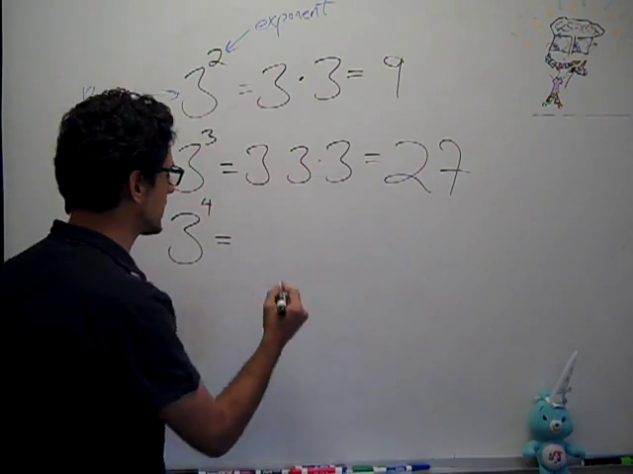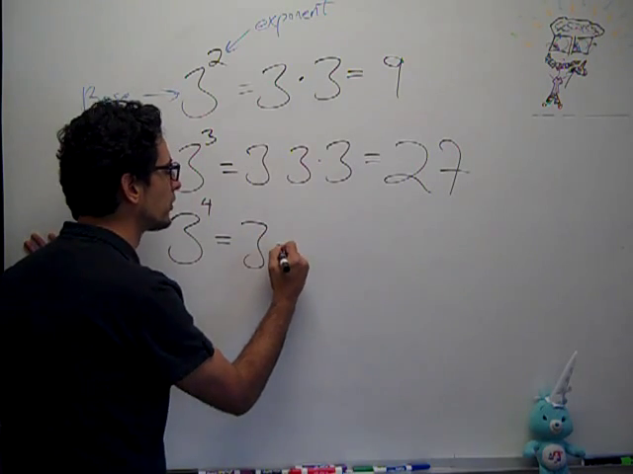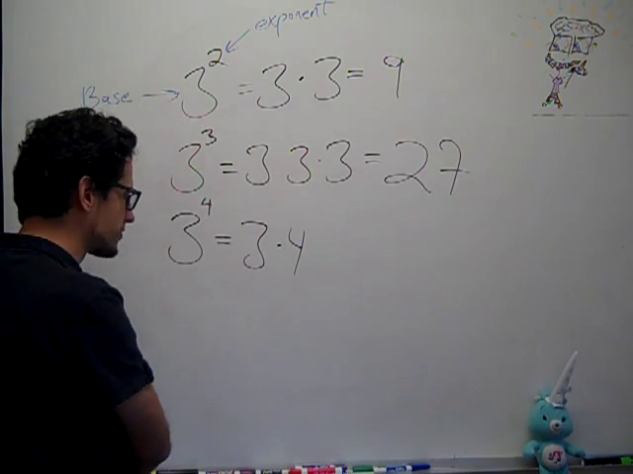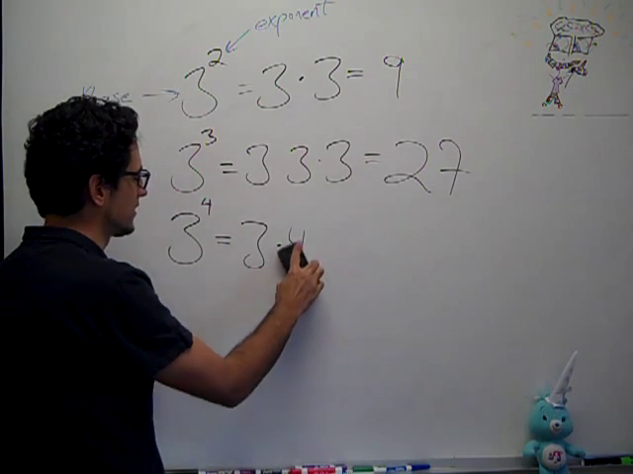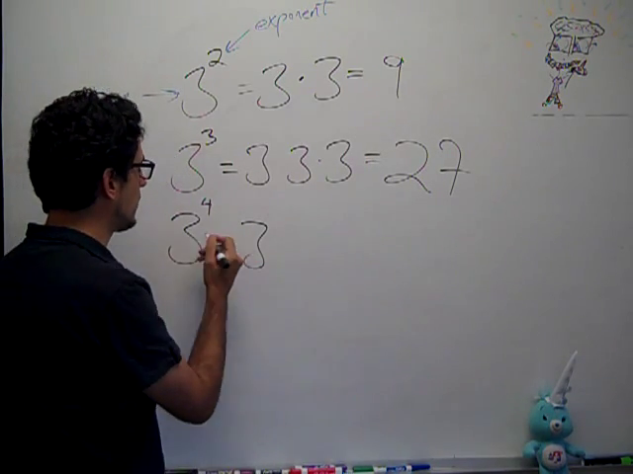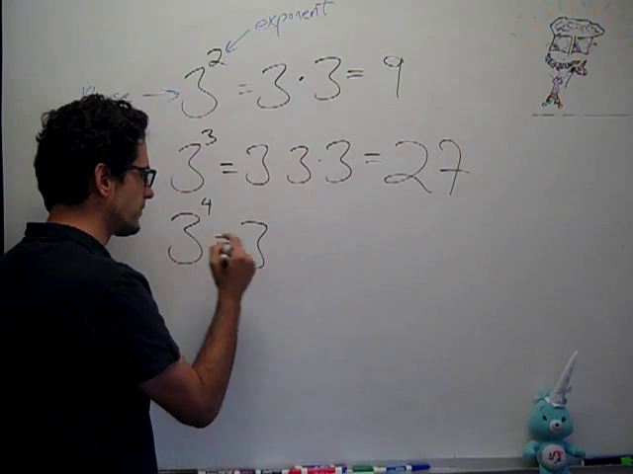A huge mistake that people make sometimes is just saying 3 times 4 because they're looking at these two numbers. No, that is incorrect. The idea is that I want to have 4 of my base.